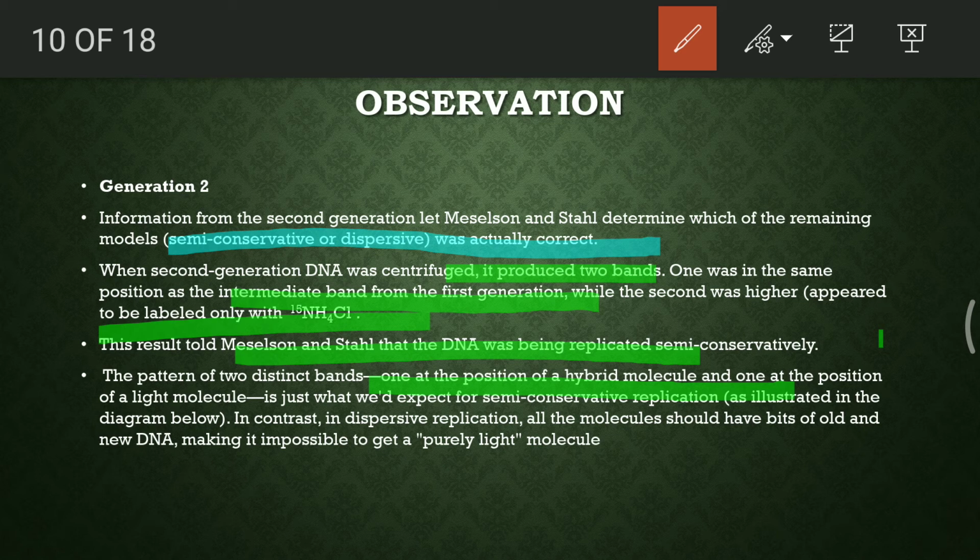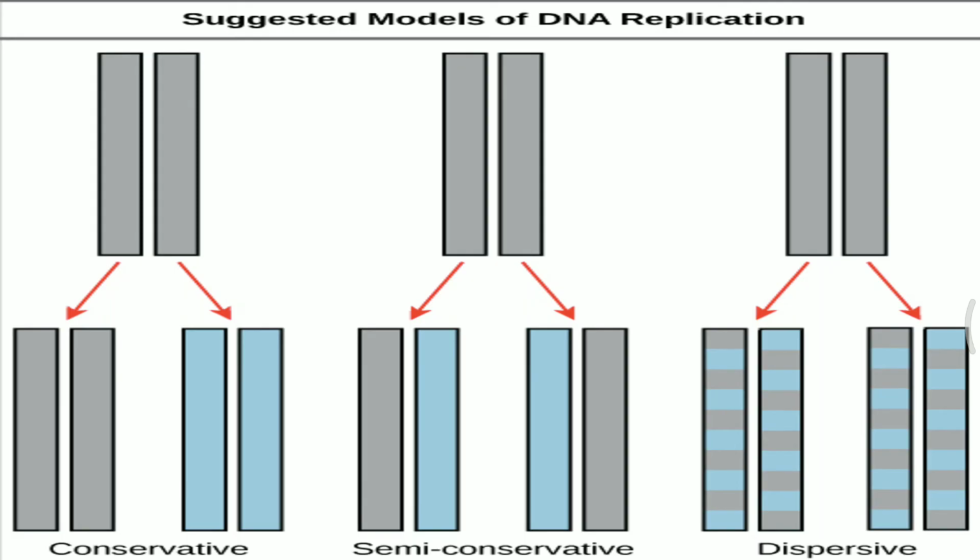In contrast, in dispersive replication, all the molecules should have bits of old and new DNA, making it impossible to have a purely light molecule. So this is what they wanted to make everyone understand.